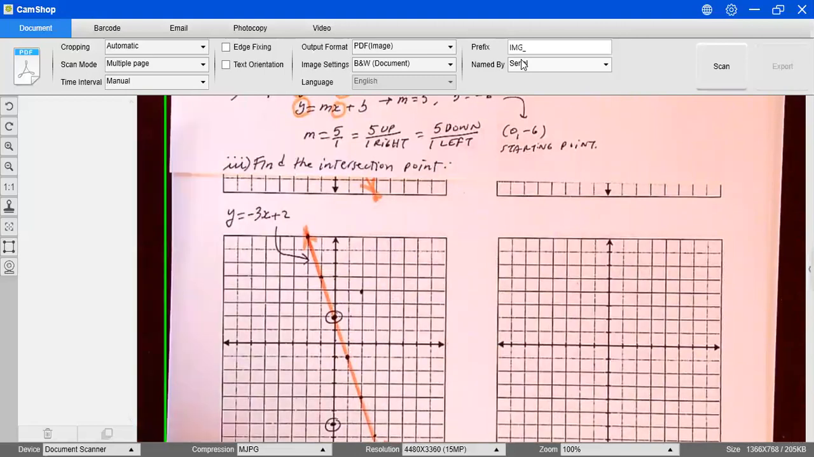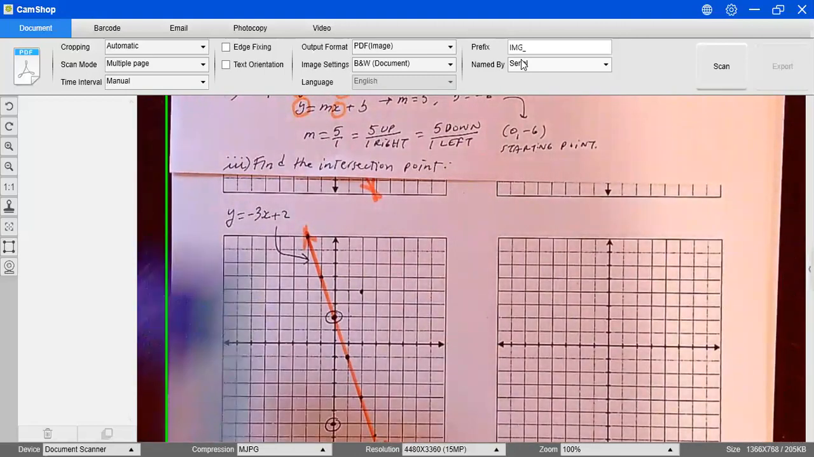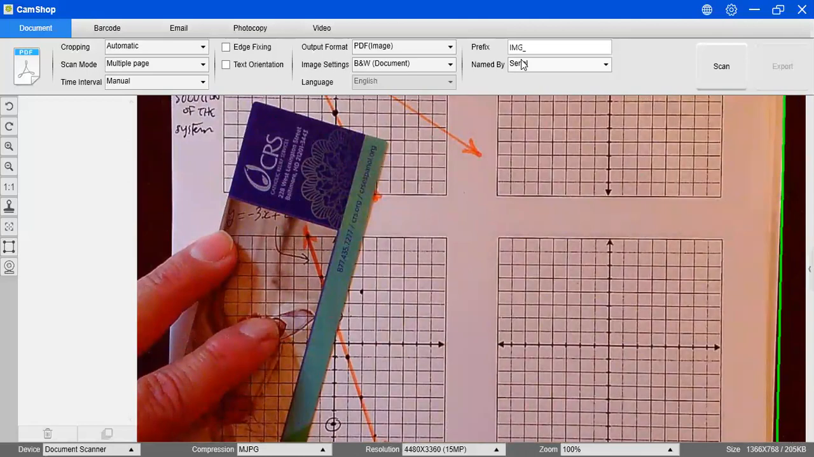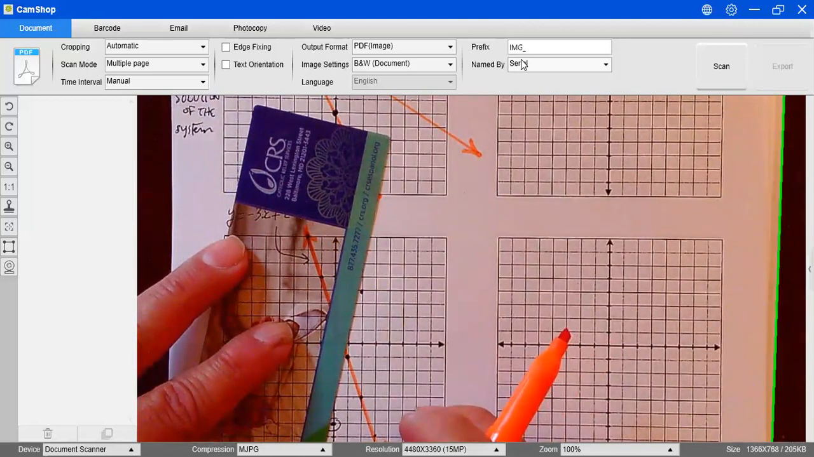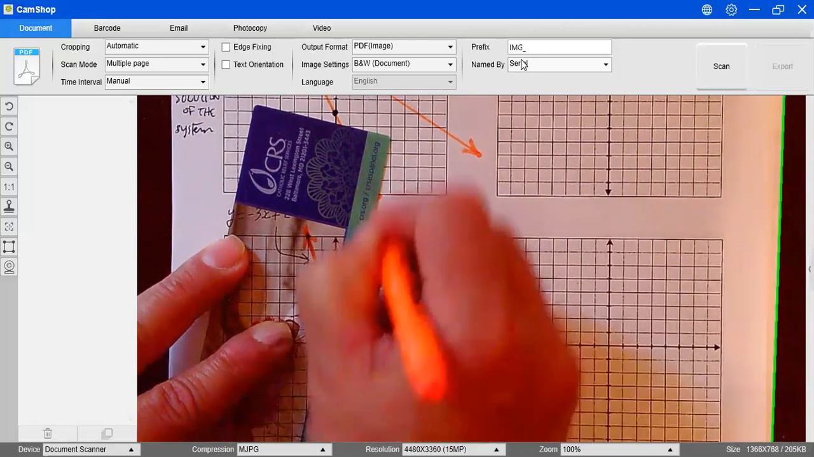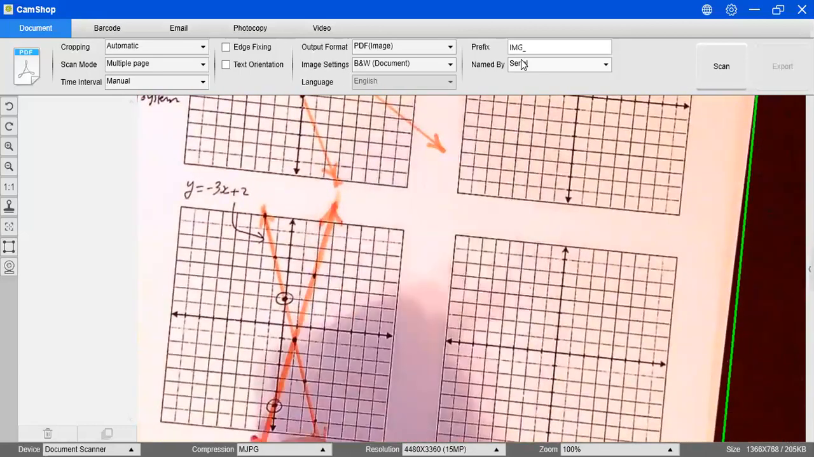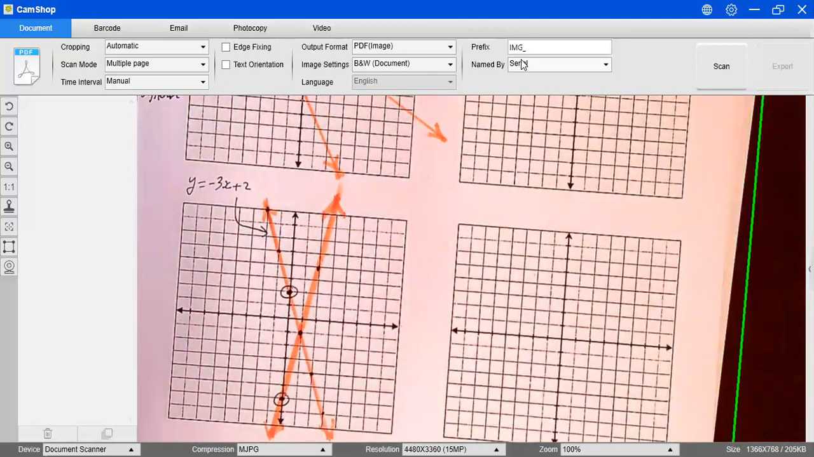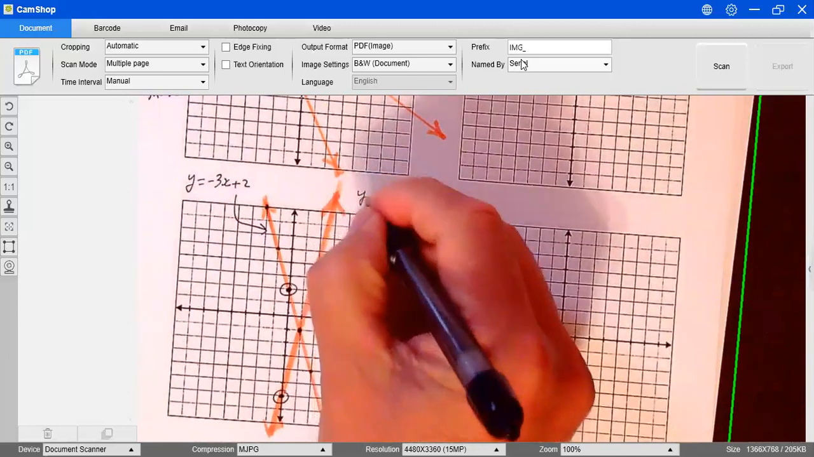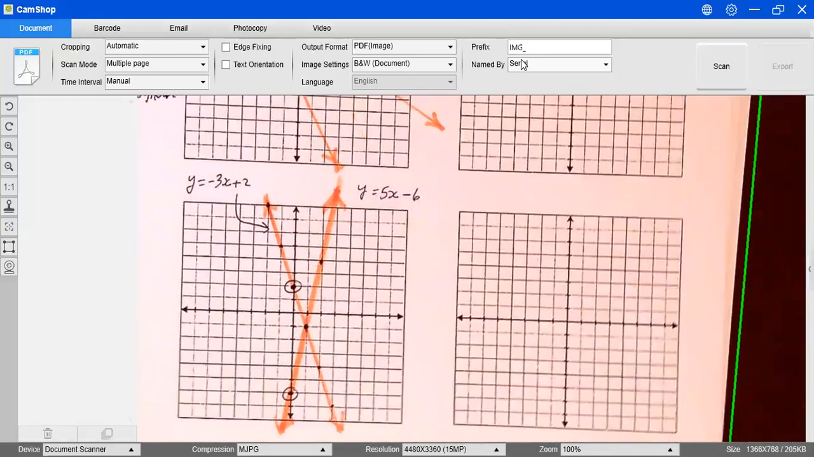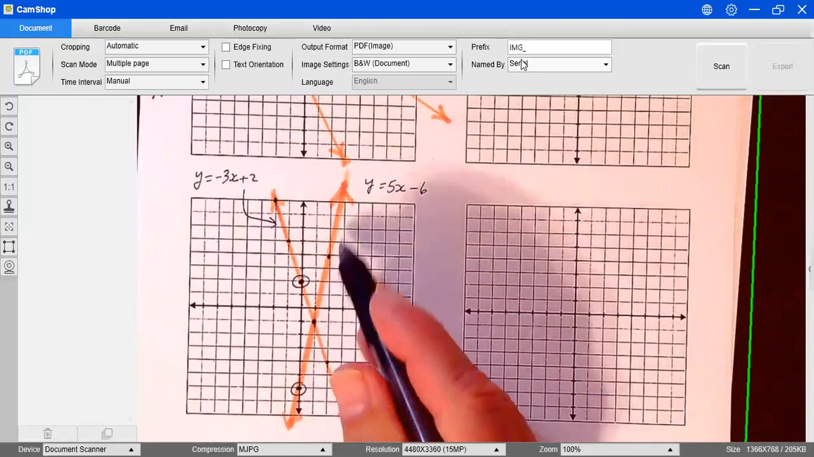So now I'm going to draw the second line. And the second line is this. So that's the second line. So we can write the equation for this line. So the equation is y equals 5x minus 6. And you can see now the slope is positive, so the line rises.